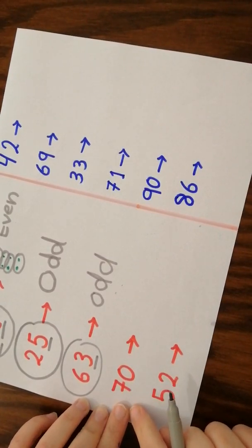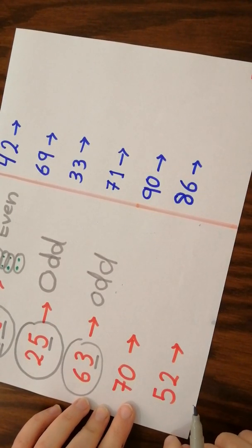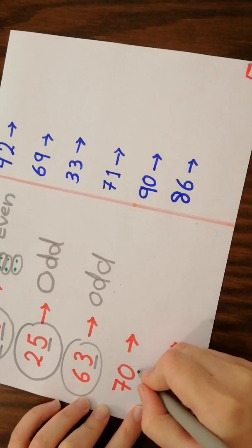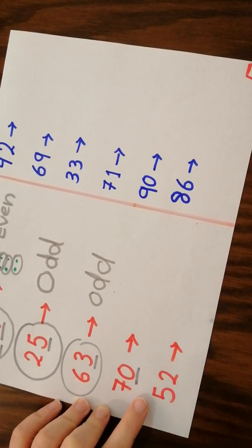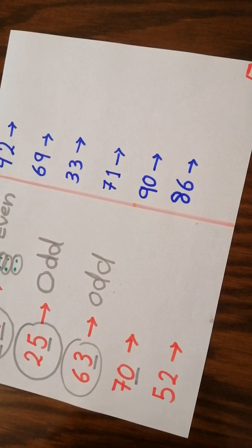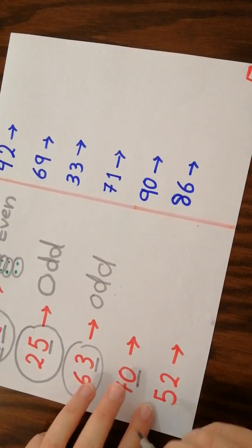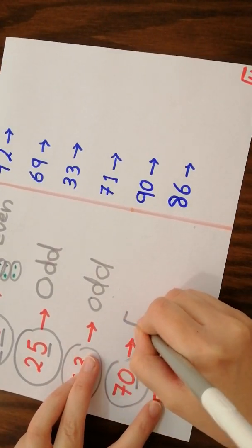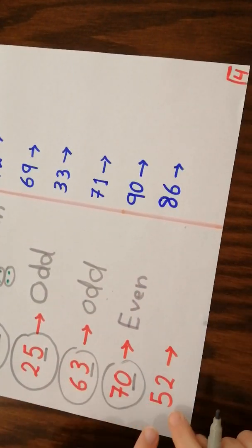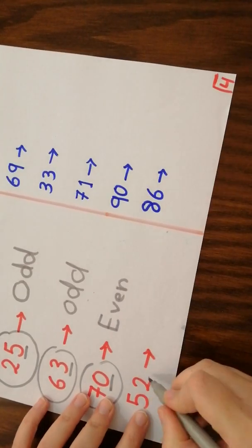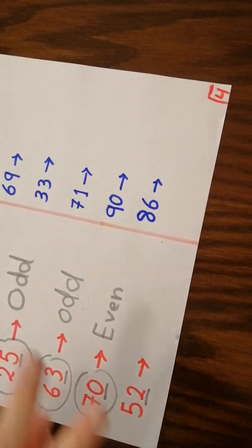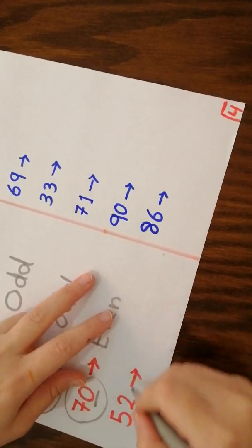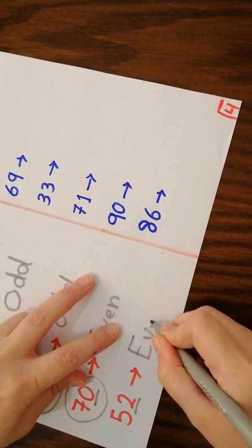Look at 70. As I told you before, you have to look at the ones place, and in the ones place we have 0. And I told you before that 0 cannot stand alone. It always has to have friends all the time. So 0 is an even number, so the whole number will be even. 52. We look at the ones place. I do have 2 in the ones place and the 2 is an even number, so the whole number will be even.